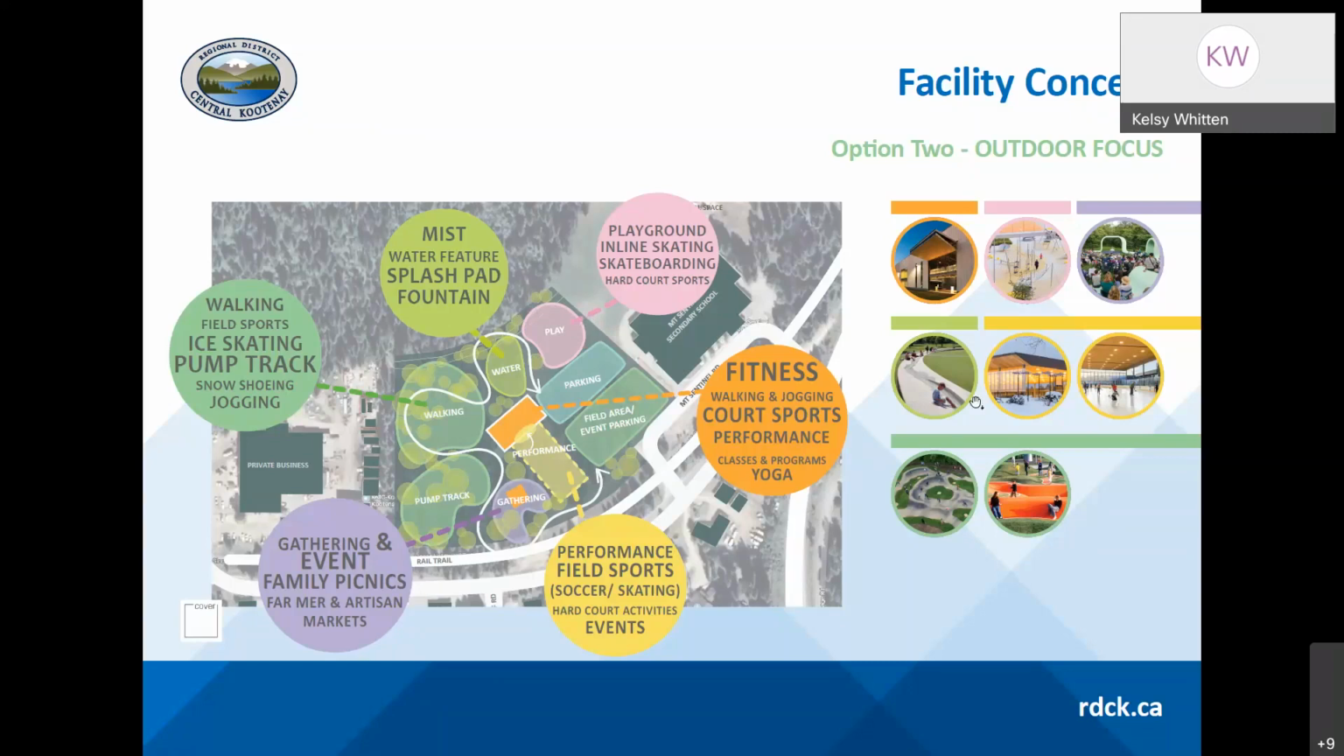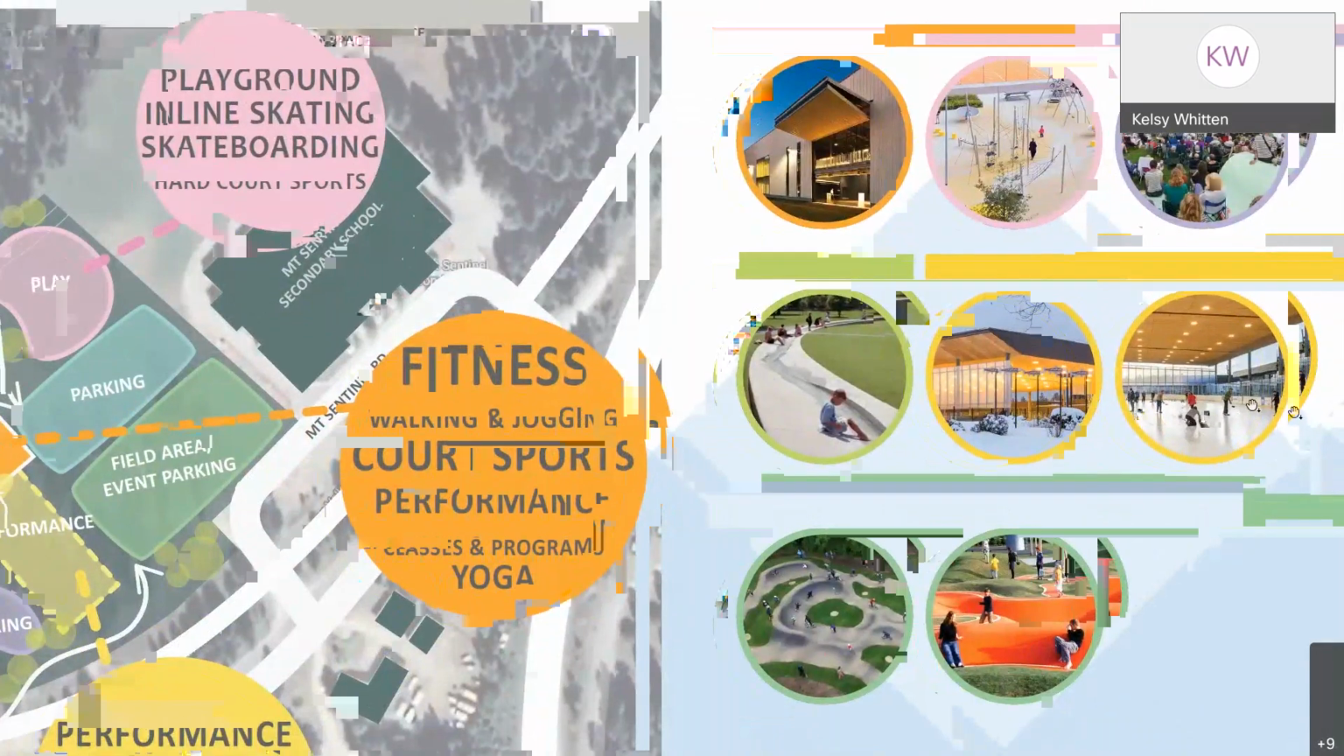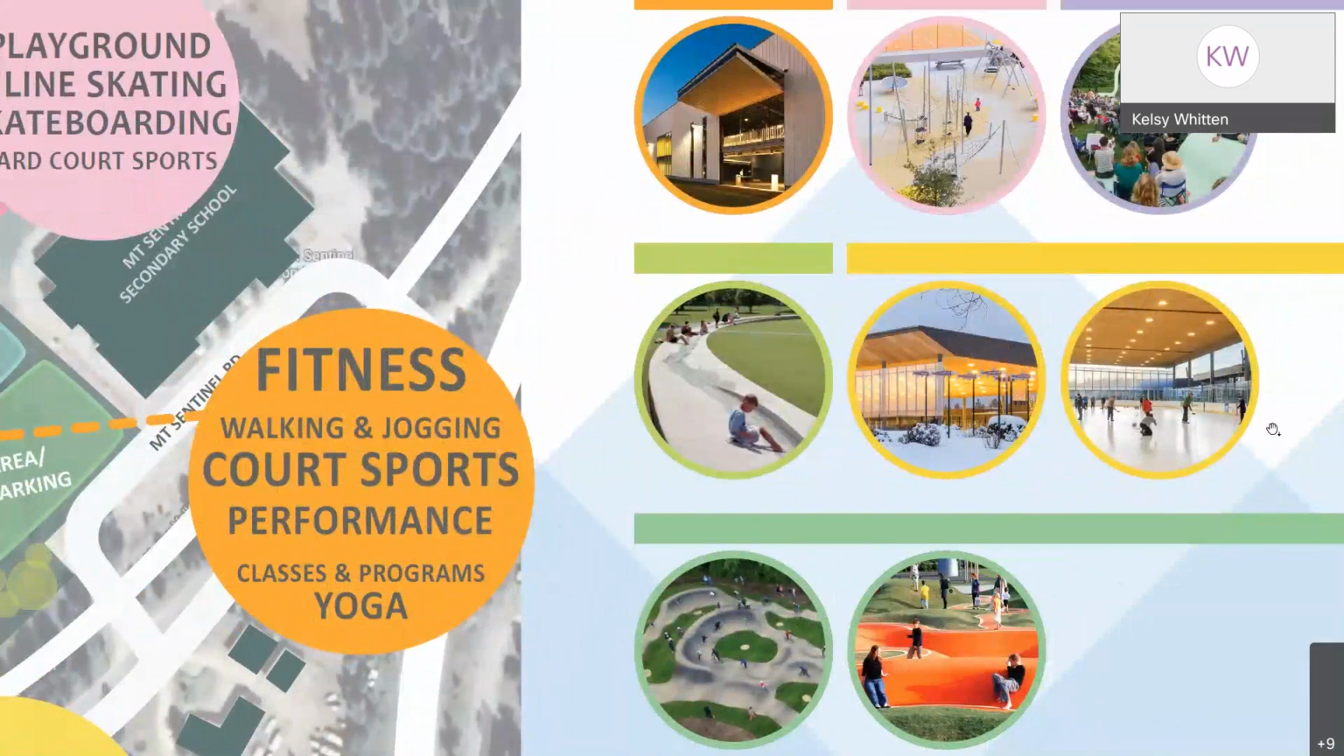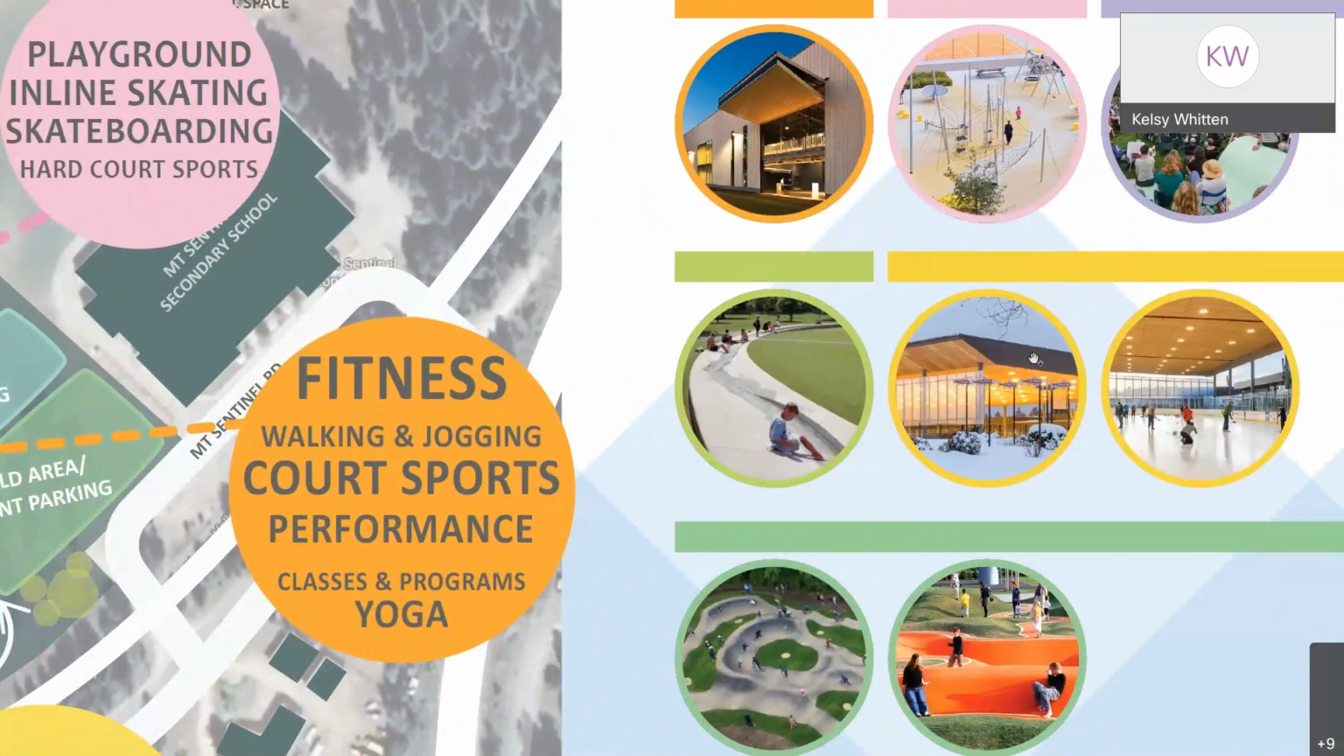Inside the building, we haven't touched on yet, but it could have similar program elements to option one, just smaller versions of it. So maybe smaller court sports could be included in there, fitness and yoga and program spaces as well. And again, by opening it up with that covered outdoor space next to it, it could really make the building feel larger without a huge actual building, but really extend the space out into the outdoor space and blur those lines there.